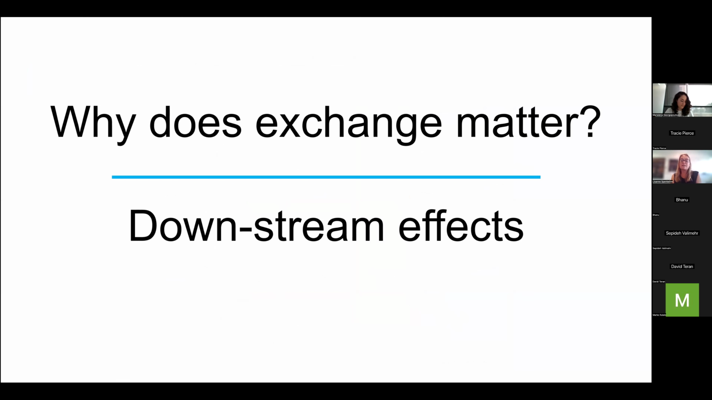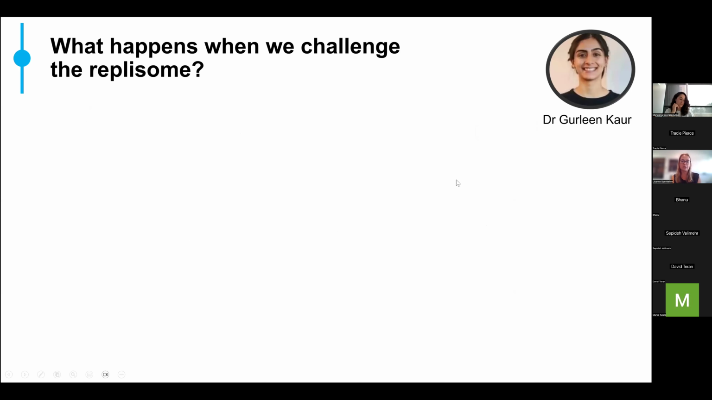So why does this matter? Why do we care about if it exchanges or not? Why do we care about if it's stable or not? To answer that, we looked into some downstream effects, and we started to probe the system to see if we get different behaviors depending on the exchange dynamics. This is work done by a former PhD student in the lab, Gerline Kaur.